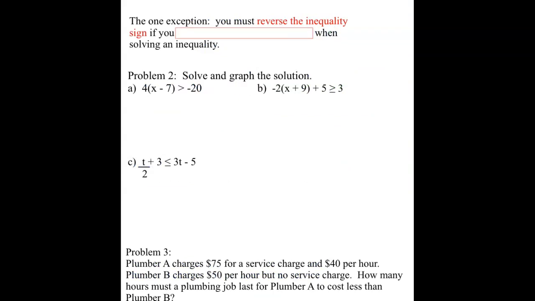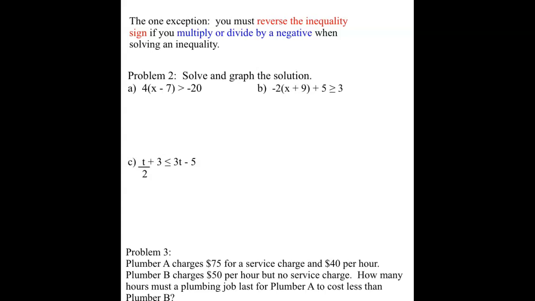There is one exception to them being identical, and that is we must reverse the inequality sign if we multiply or divide by a negative in the process of solving our inequality. So start out solving it just like there's an equal sign, but then be aware that if you end up having to multiply or divide by a negative, your inequality symbol is going to have to be reversed. So a greater than would turn into a less than.